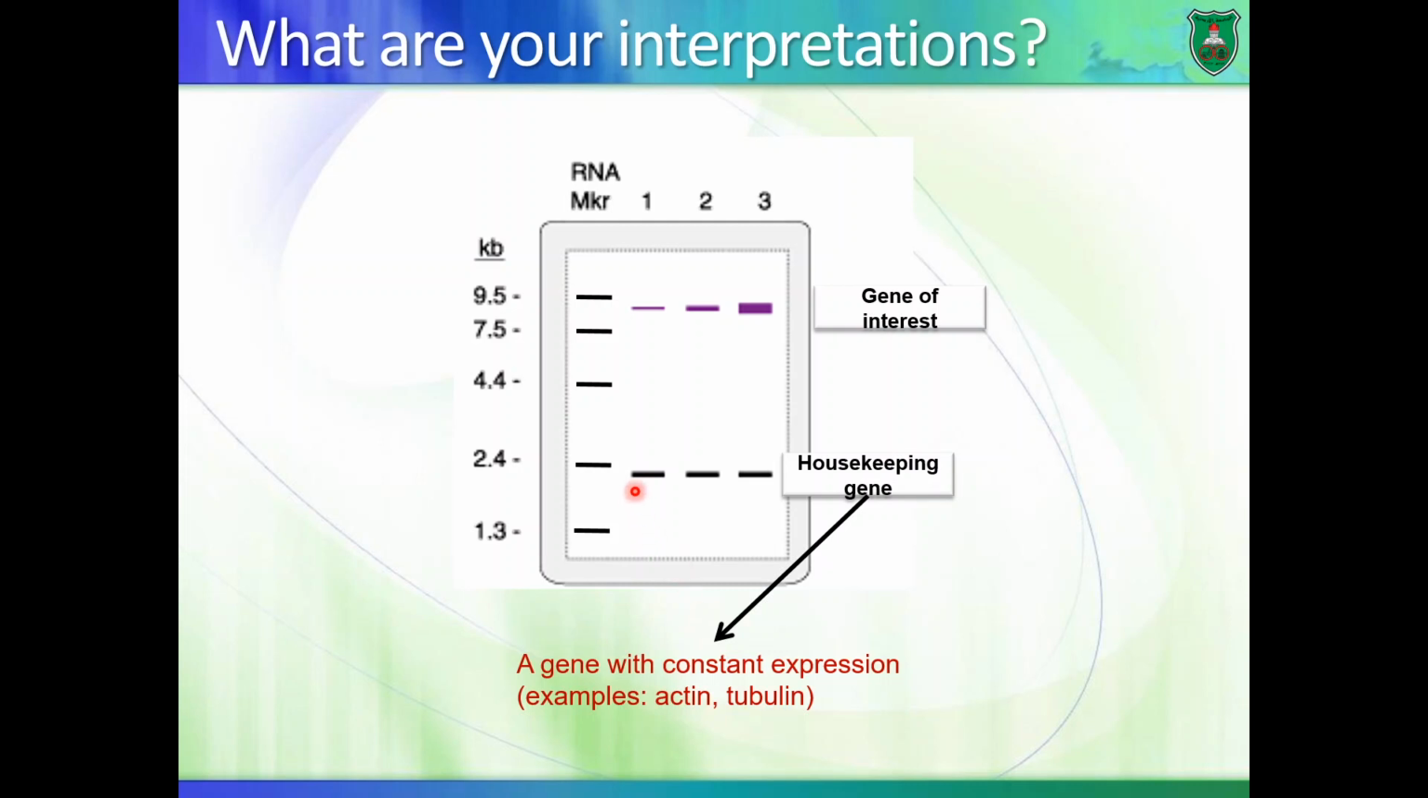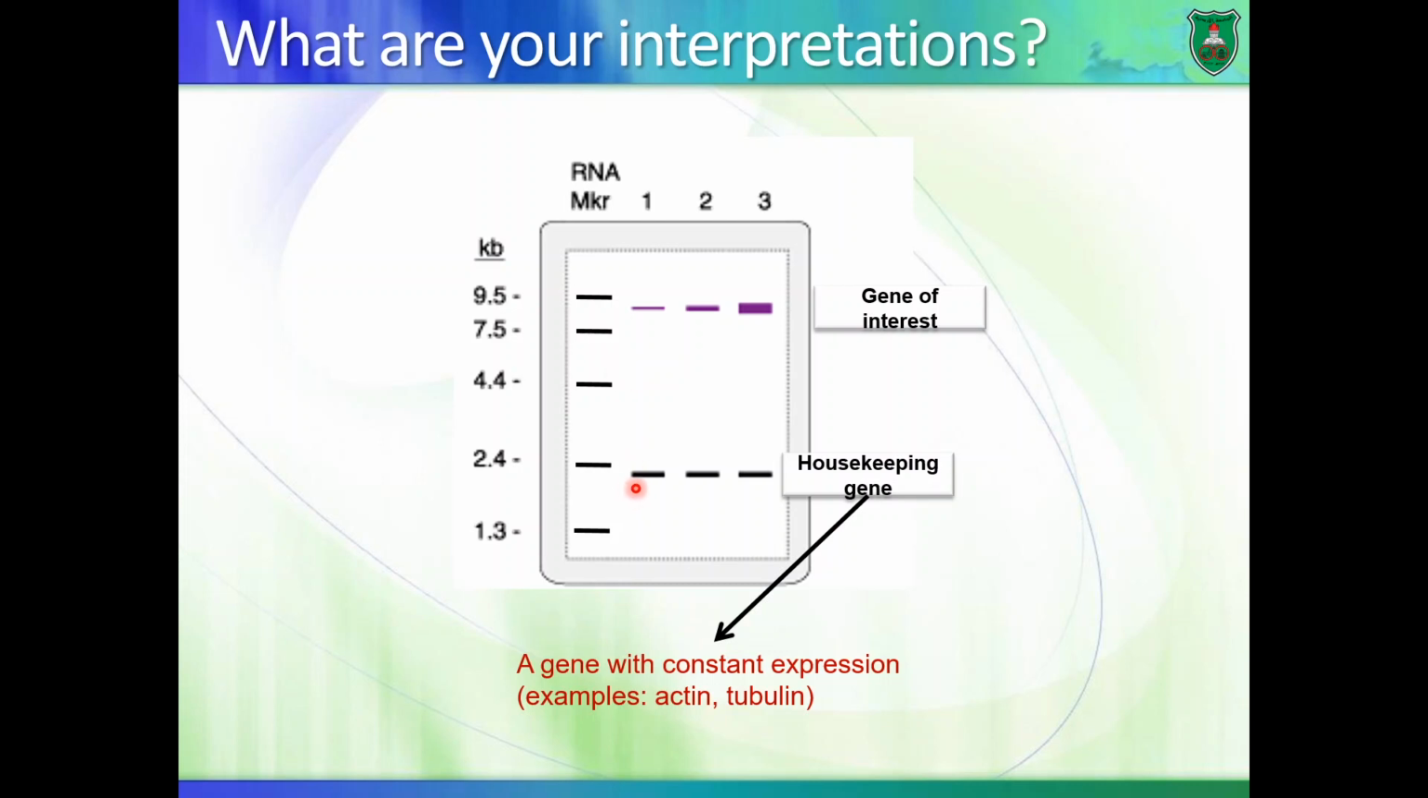So if you look at the expression of tubulin or actin or any other housekeeping gene, you see that the thickness of the band is what? Look at it. It's the same, right? So what does that tell you? That really I'm not adding different amounts of total RNA in these samples. That's the idea right here.